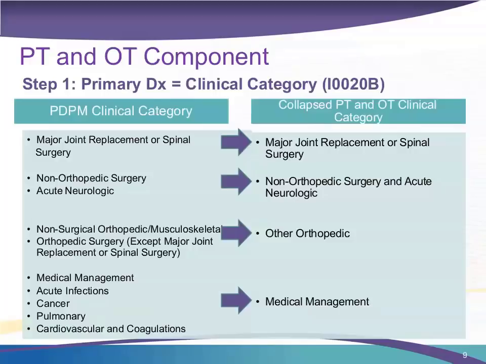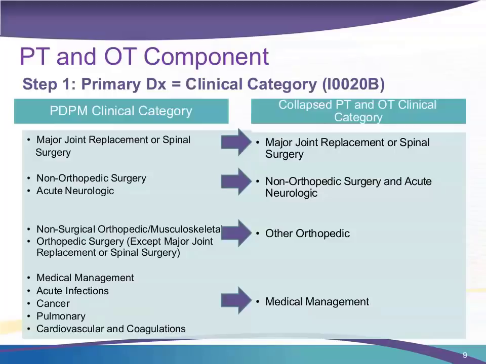And CMS, and I'll show you in a minute, has some nice Excel spreadsheets that show you what category a code falls under. They're very large, but you can download them from their website right now. So as you can see, on the left-hand side are 10 clinical categories that they have made for PDPM, and I've listed those all out. They have further collapsed the categories for the PT and OT components specifically.